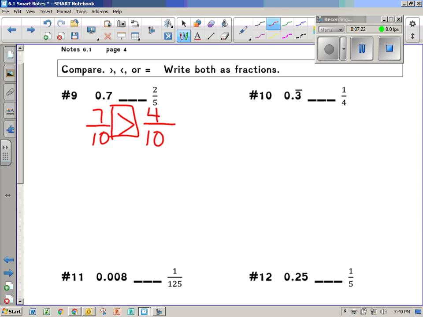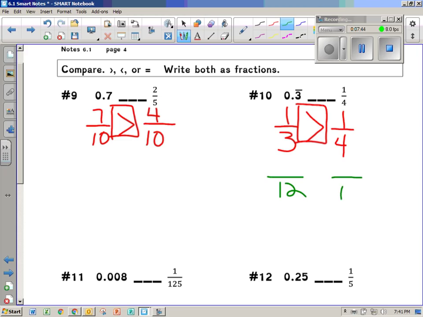So if I know that 0.3 repeating is 1/3, and I should know that, you could get a common denominator over here, but most of us know that if you have one piece out of 3, it's going to be bigger than one piece out of 4. So you could go ahead and just put greater. But if you prefer to have a common denominator, to just see it more clearly, 1/3 would be 4/12 and 1/4 would be 3/12. So that's just an option.